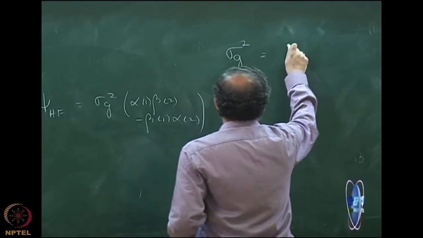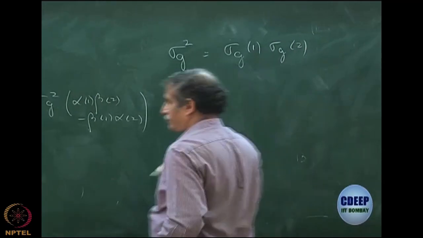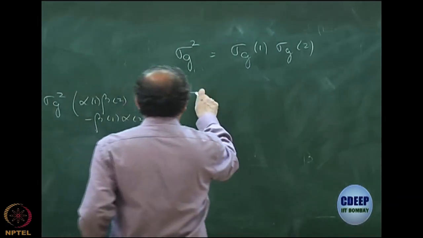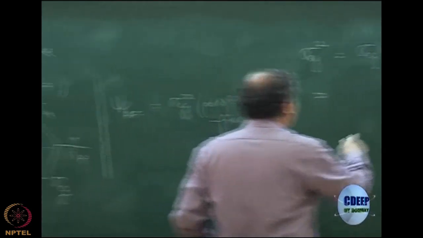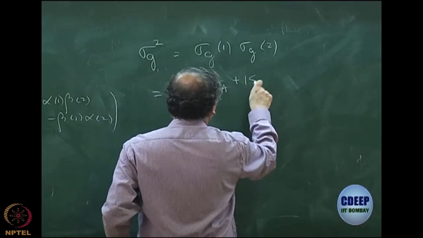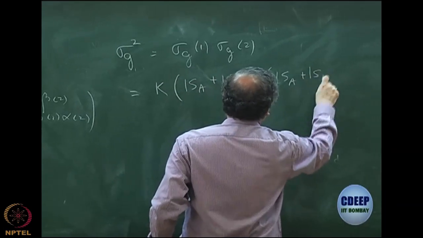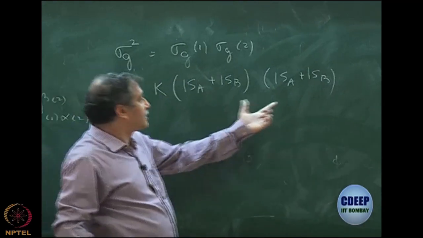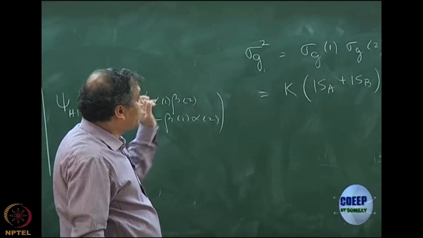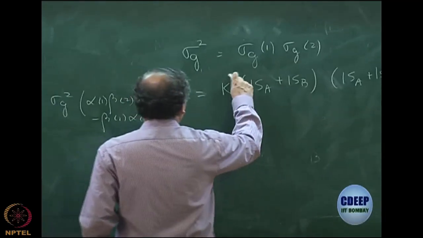What is sigma g square? It is sigma g 1 into sigma g 2, correct? That is what sigma g square is. So let me expand sigma g. Barring the constant, it is basically some constant times 1s a plus 1s b, right? And again 1s a plus 1s b. When I am writing this, please note, this is for coordinate 1, this is for coordinate 2, but both of them are the same. These are now written in terms of atomic orbitals. And let us say that constant is k, so it is k square times something.